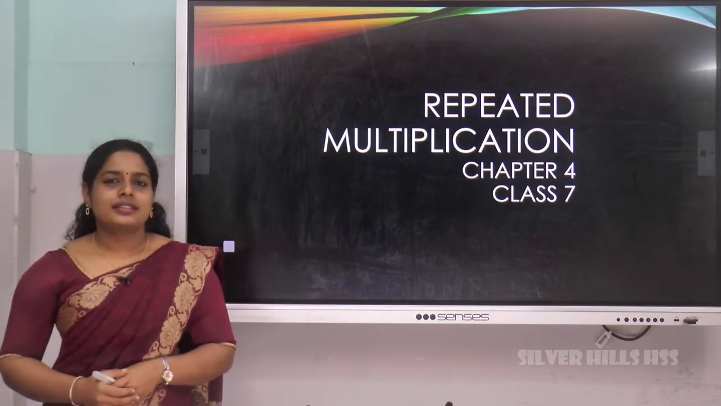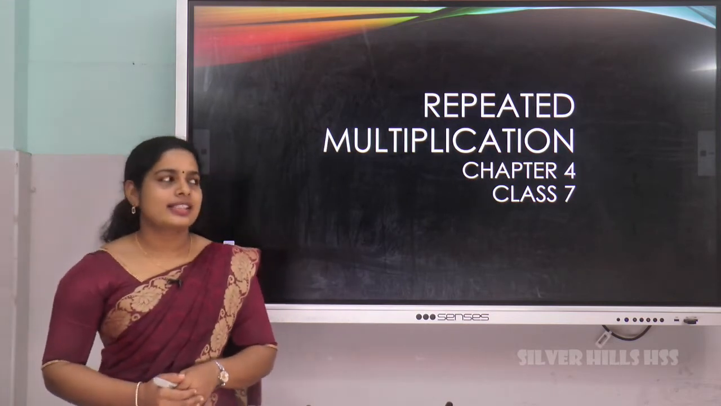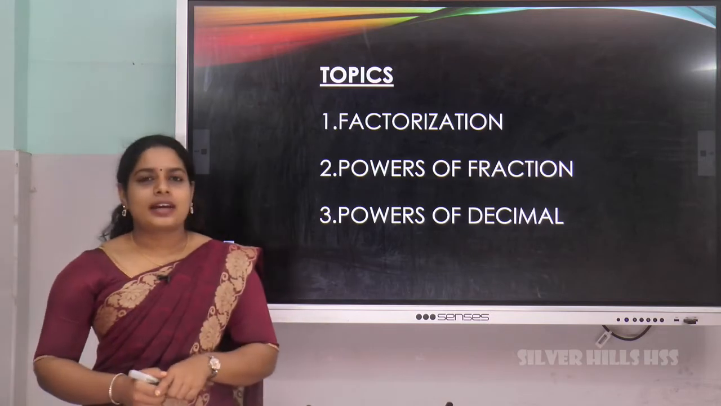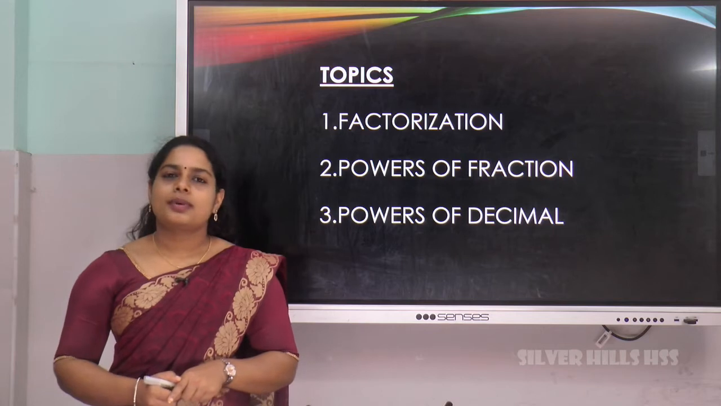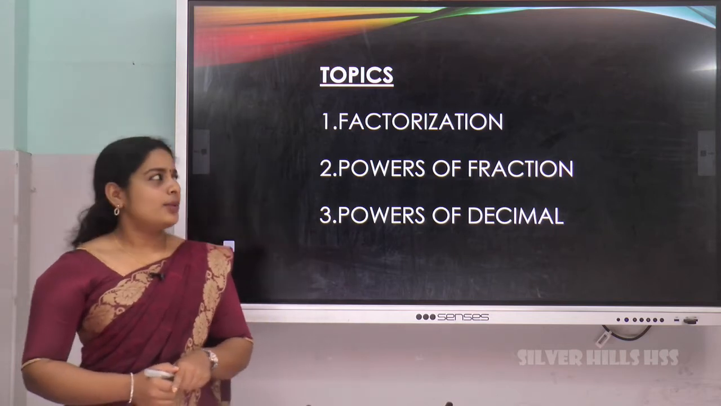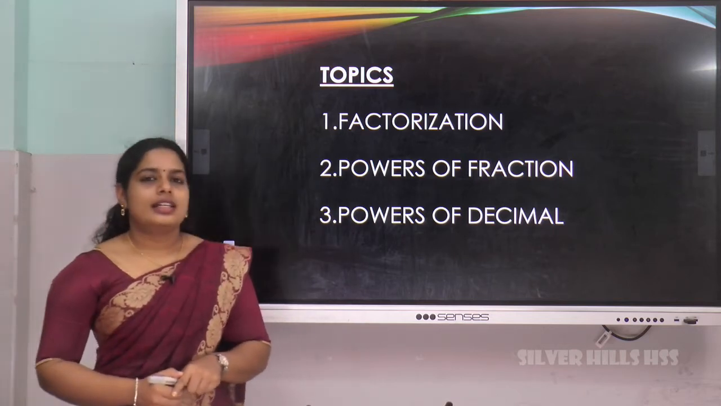In this session we will be discussing three topics. First one is factorization, second is power of fractions, and third one is power of decimals. So first we have factorization.